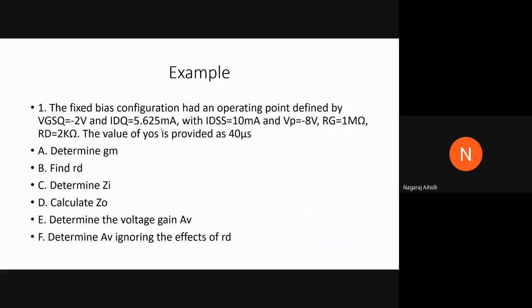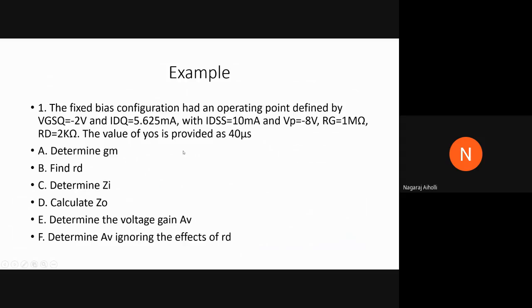The fixed bias configuration has an operating point defined by VGSQ, or VGS, equal to minus 2 volts, drain current IDQ equal to 5.625 milliampere, with IDSS, that is drain saturation current, equal to 10 milliampere, and VP, pinch off voltage, is minus 8 volts, RG equal to 1 mega ohm, and RD equal to 2 kilo ohm. The value of admittance YOS is provided as 40 microsiemens.